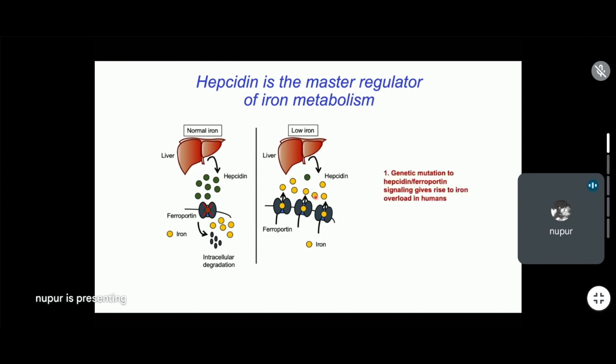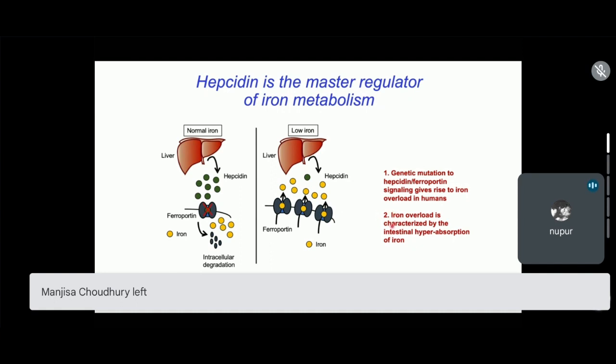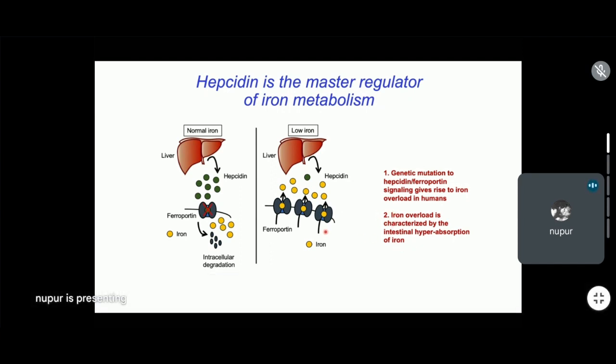But then in some conditions, let's say there's a genetic mutation in hepcidin or ferroportin, or overall in the hepcidin-ferroportin signaling, what will happen? Your control is completely gone, and then it will actually give rise to iron overload in mammals. This iron overload is characterized by intestinal hyperabsorption, because now this control is lost, and through the intestine a lot of iron will be going into the system. So in short, if you have low hepcidin, you have more iron absorption. So let's remember for this talk that this is the master regulator of iron absorption, and you need it to absorb. And if you don't have it, you don't have any control. You're just accumulating tons of iron in the body.